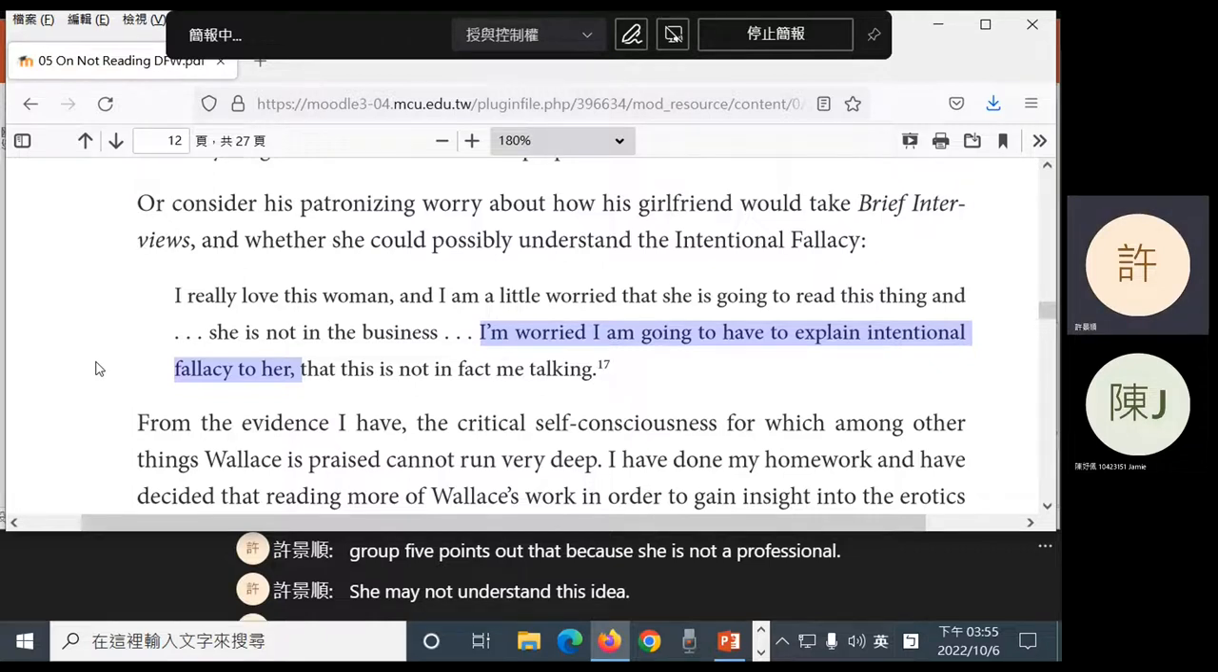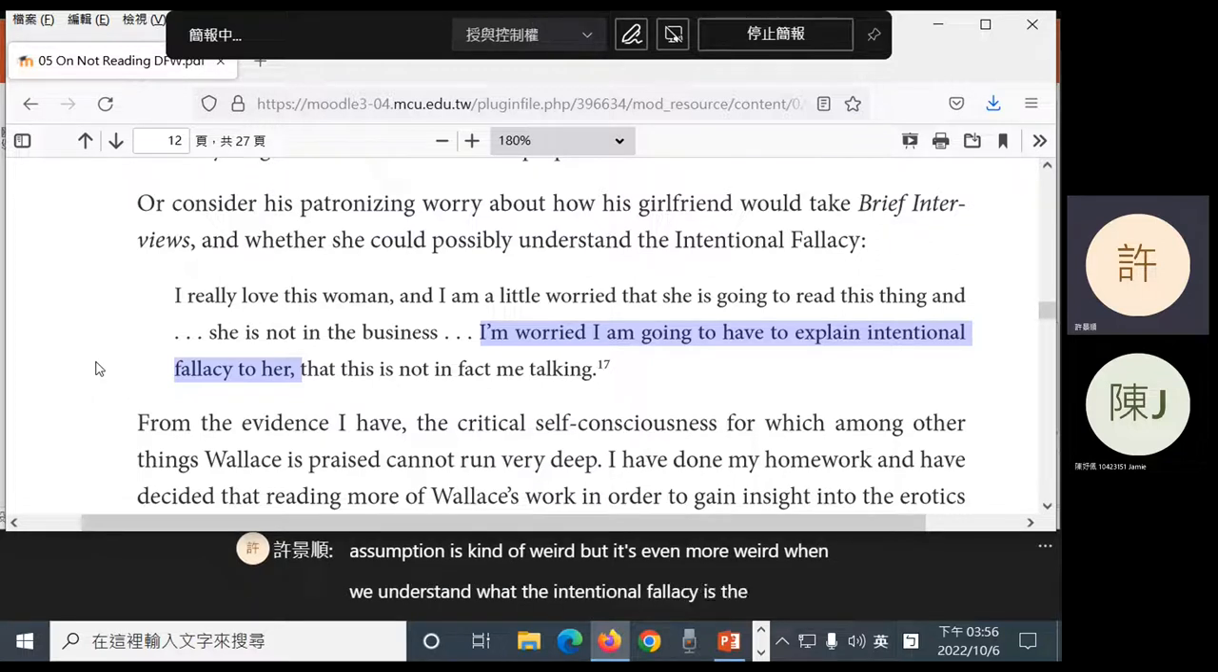And he's worried that he'll have to explain it to her. And of course, that's not true, right? Just because you're not a professional, you might still understand something. That assumption is kind of weird. But it's even more weird when we understand what the intentional fallacy is.